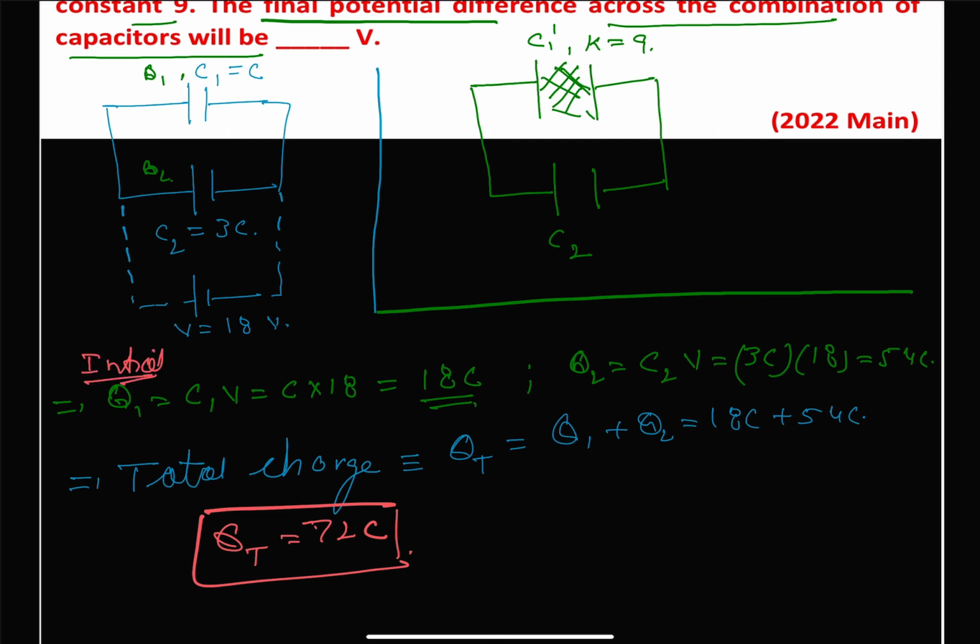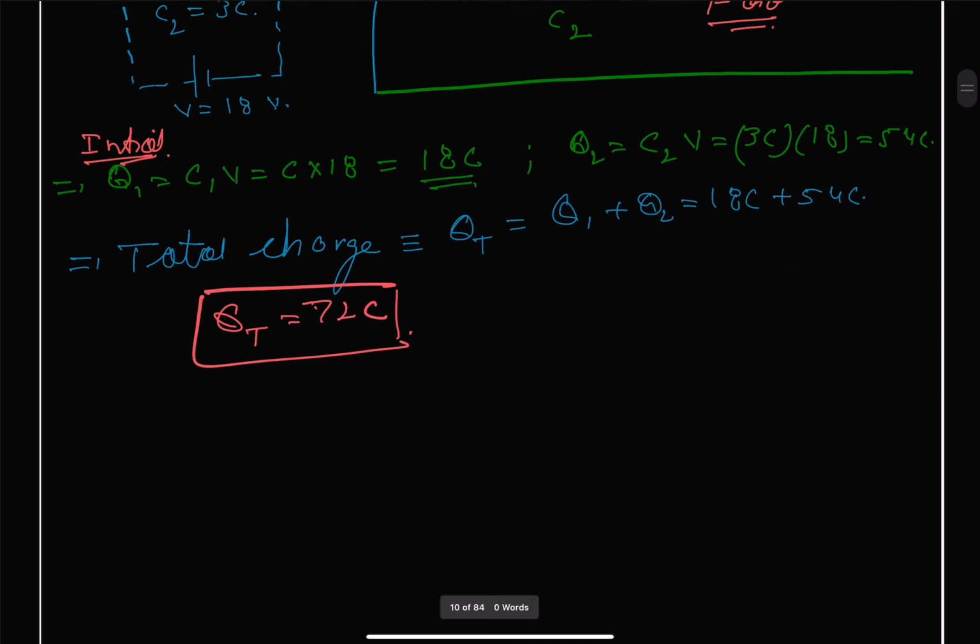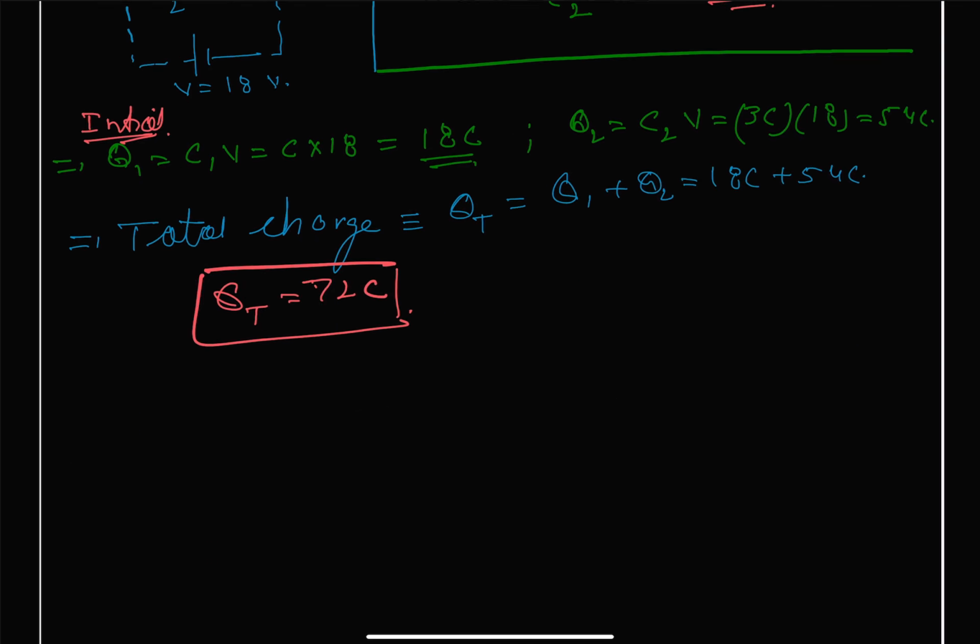And this is our final. Final means we have inserted the dielectric and our battery is removed. Therefore we can say, final condition means the dielectric is inserted and the battery is removed.